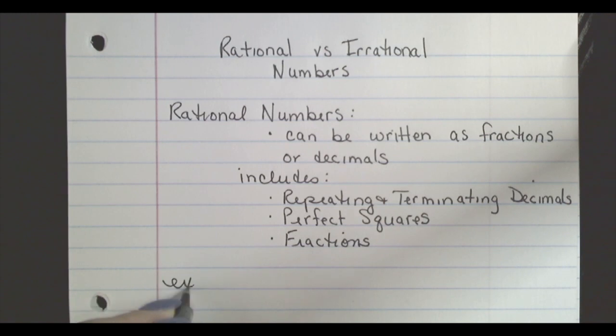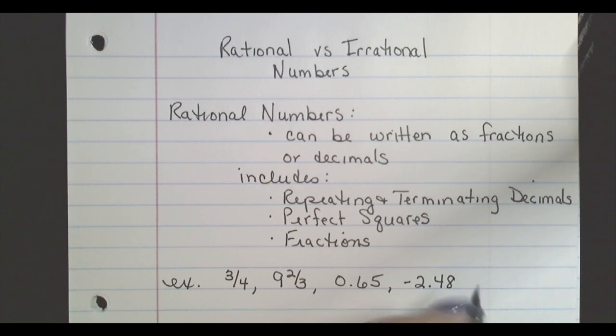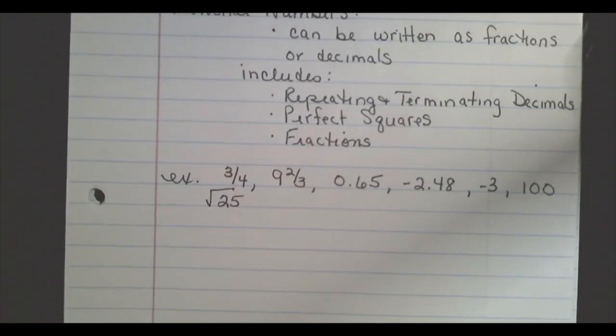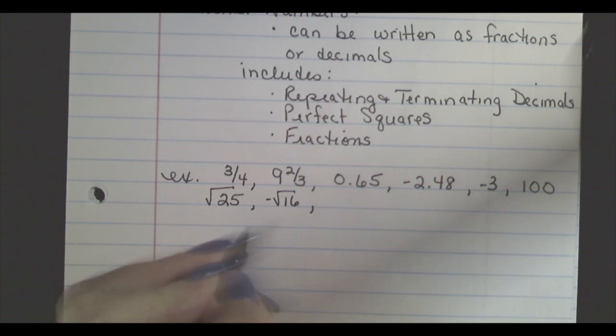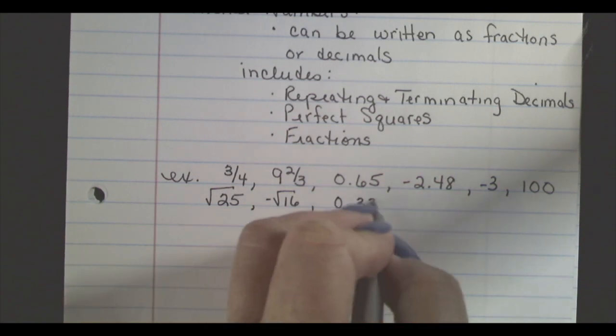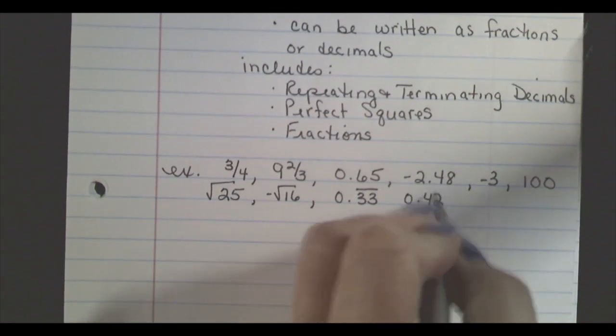So examples, we have 3/4, 9 2/3, 65/100, -2 48/100, -3, 100, the square root of 25, because we know that's positive 5, the negative square root of 16, that would be -4, 33/100 repeater, and 42/100 repeater.